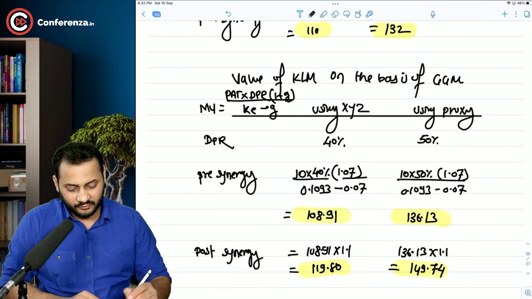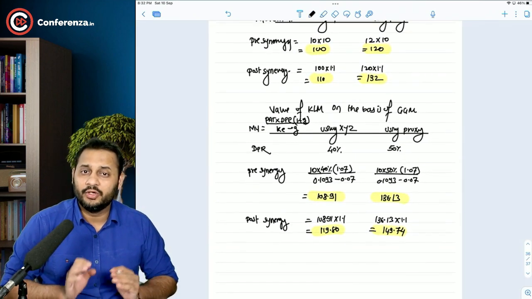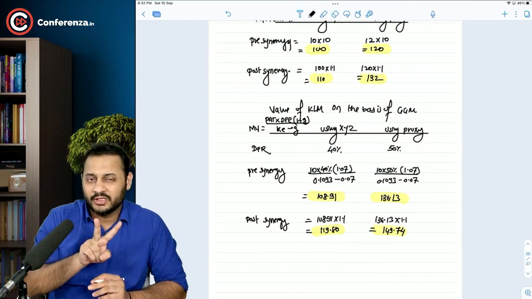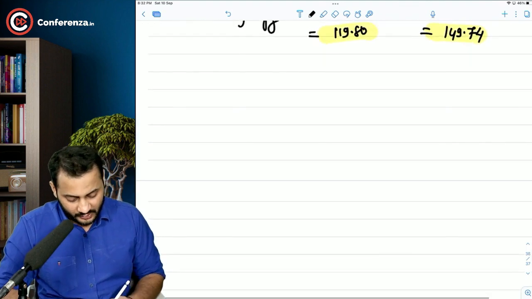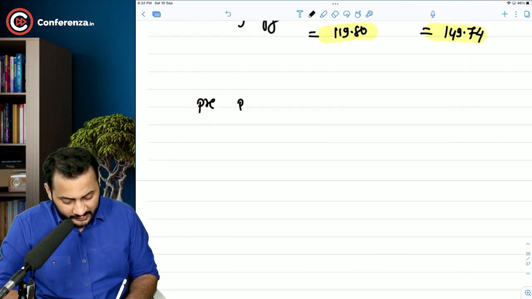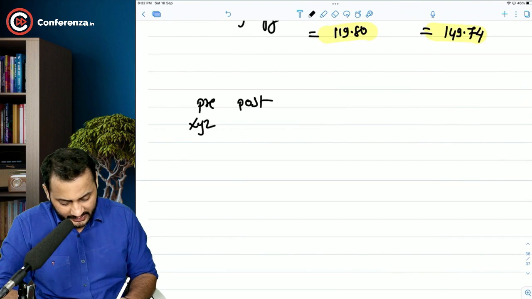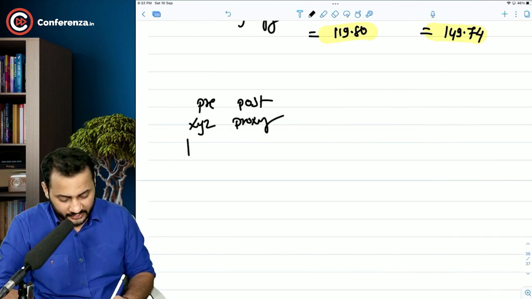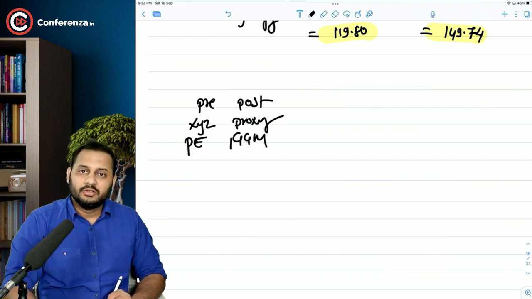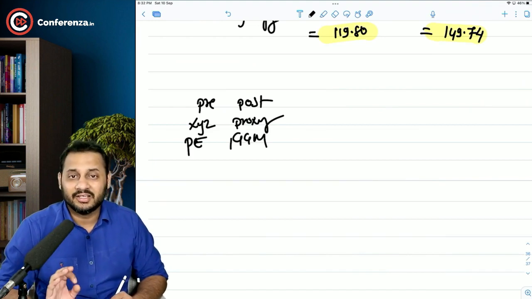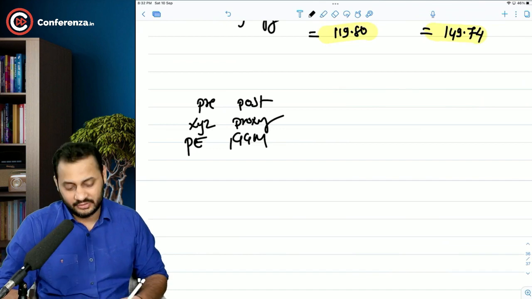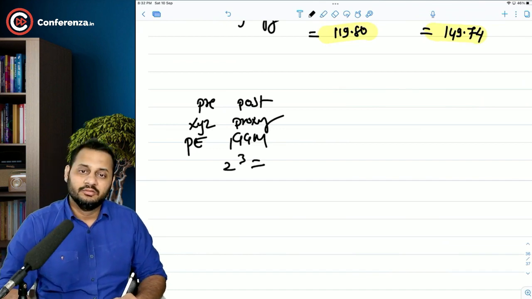So first of all, see why there are 8 values. Two into two into two, 2 cubed. First of all, we have pre and post synergy. Then we are using XYZ's and proxy's data. Then we are using two different methods, PE ratio and Gordon's growth model. So if you combine all of them, there will be in total 8 answers. 2 to the power 3, 8.